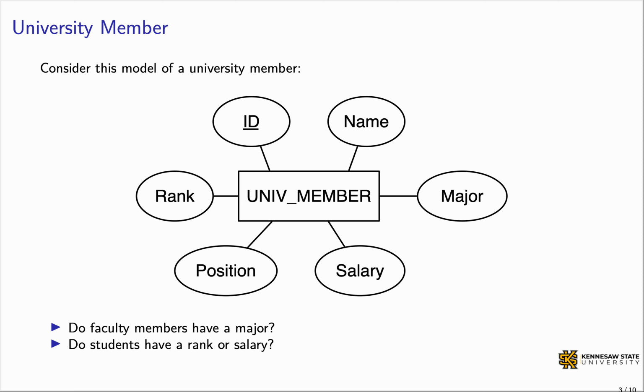You have a university member with these attributes: ID and name, rank, major, position, salary. And when you see something like this, you want to ask questions. For example, what are the different kinds of university members? And do all those different kinds of university members have the same attributes? For example, do faculty members have a major? Do students have a rank or salary? And if the answer is no, then subclasses can be a good solution.